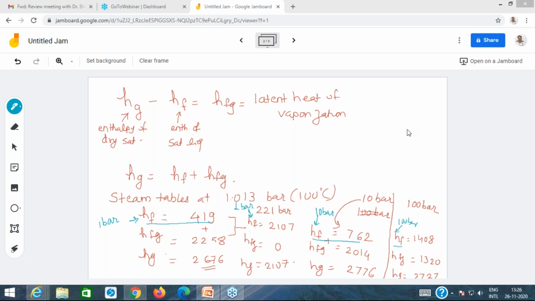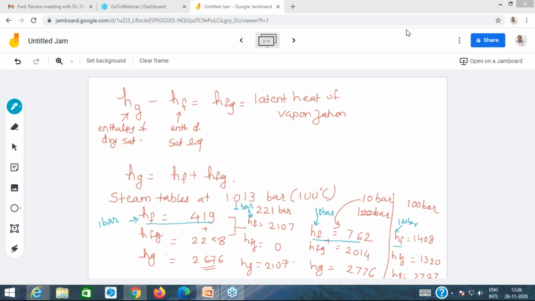At 100 bar, it decreases further to 1320. Yes, Maheshwari, you are right. And finally at 221 bar, the latent heat of vaporization becomes zero. So at 221 bar there is no boiling, and that pressure and the corresponding temperature is called the critical point.